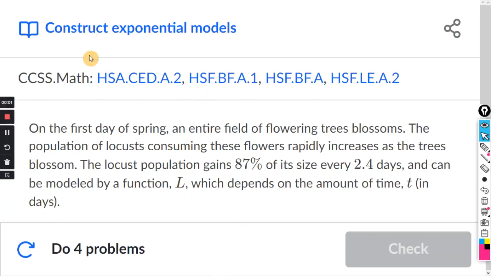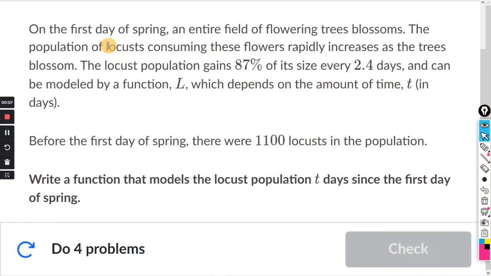This will be for the con exercise, construct exponential models. On the first day of spring, an entire field of flowering trees blossoms. The population of locusts consuming these flowers rapidly increases as the trees blossom. The locust population gains 87% every 2.4 days and can be modeled by a function L, which depends on time t and days. Before the first day of spring, there were 1,100 locusts.